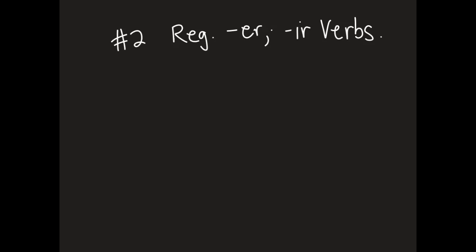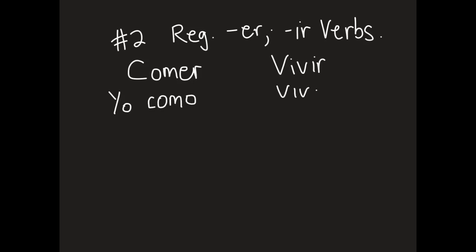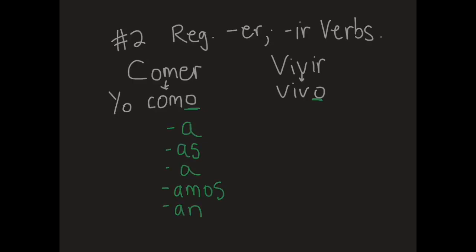Now let's take a look at the second pattern. And this is for the regular verbs that end in er and ir. So again, let's say we take the verb comer and vivir. We first conjugate each verb in the form of yo, present indicative. So yo como, yo vivo. And then we replace that O for the endings a, as, a, amos, an.